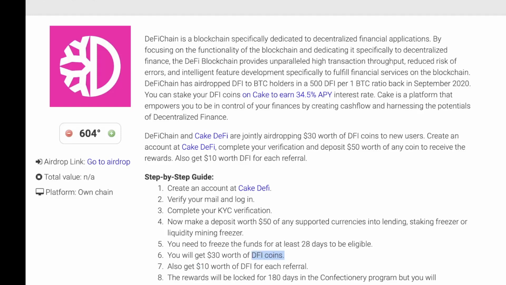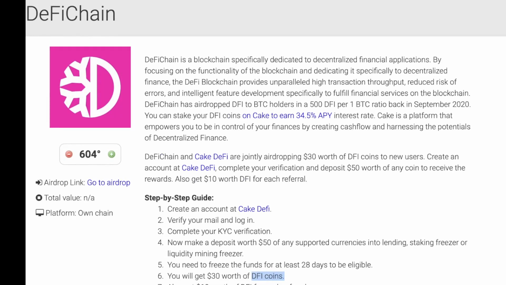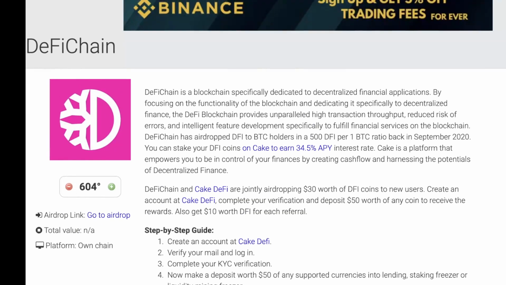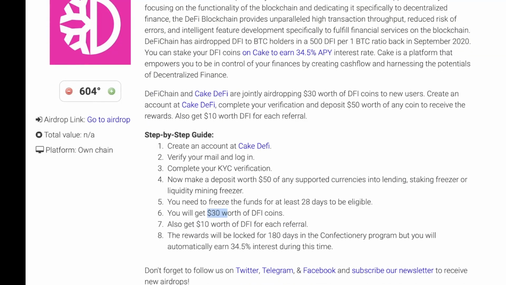because the token value can go up. So if they give you $30 worth of tokens, when they go live or they have some really good applications, $30 may turn into $50 or even $100.